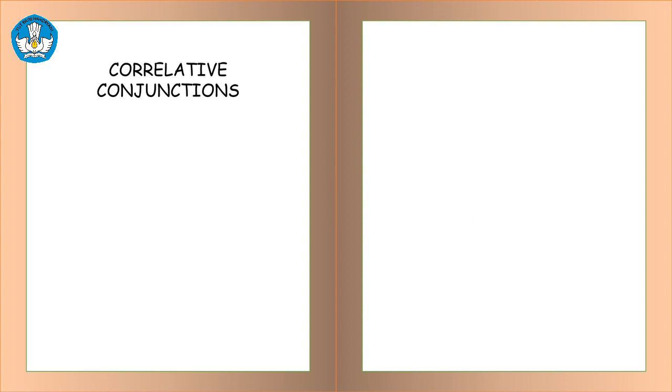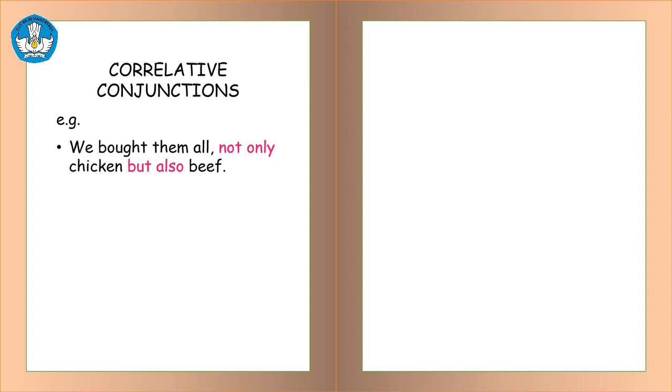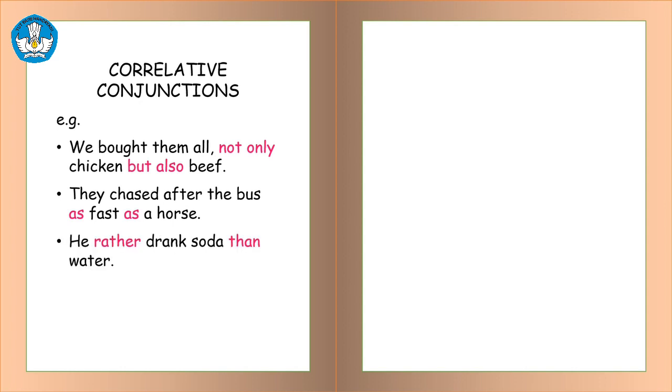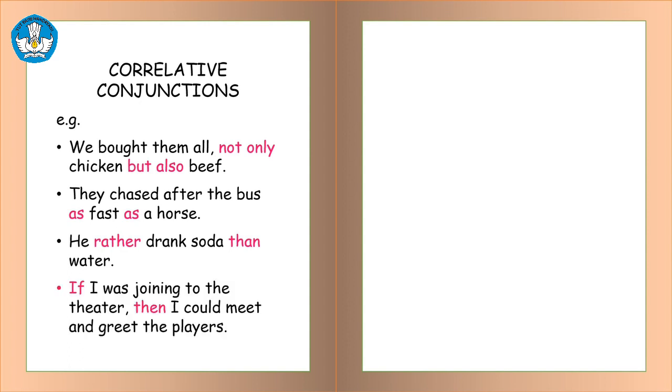Let's see the examples of correlative conjunctions. First, we bought them all, not only chicken, but also beef. They chased after the bus as fast as a horse. Third, he would rather drink soda than water. The last one, if I was going to the theater, then I could meet and greet the players.